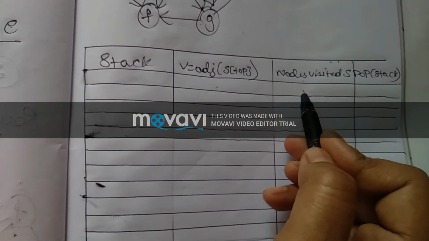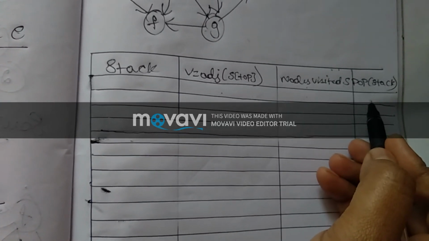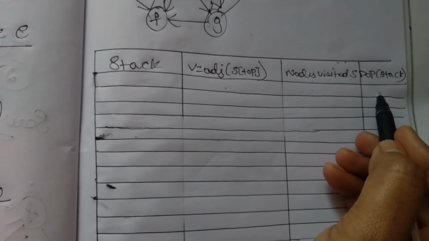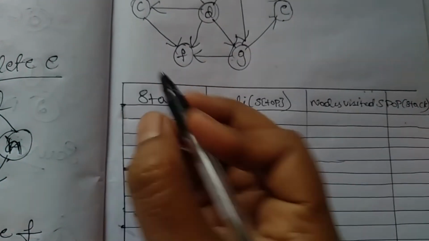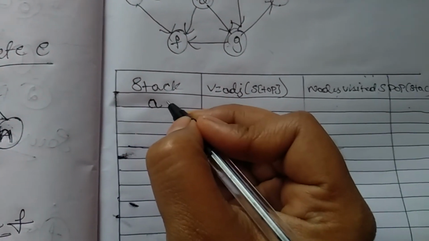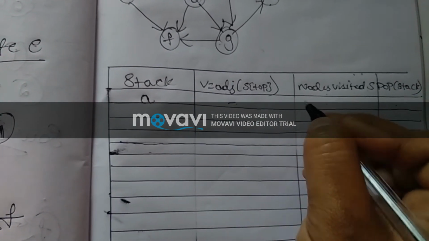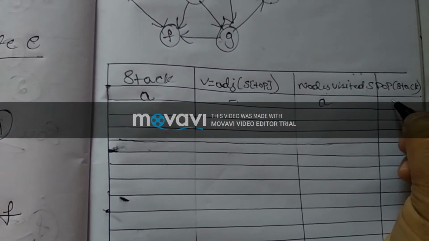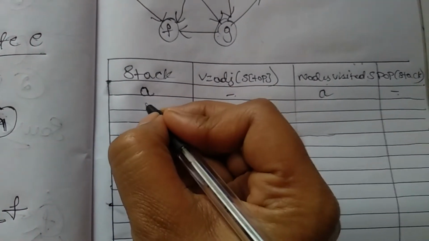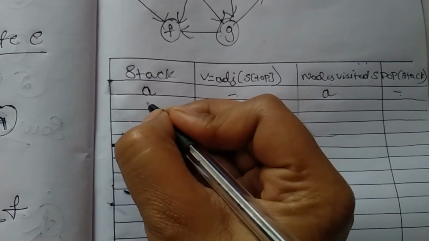Then nodes visited, I'll just take it as yes, and if the node does not have any adjacent vertices, then you have to just pop that from the stack. Okay, now I'm taking the arbitrary vertex A first. In the initial step you should not take any adjacent vertex. First you have to take A as an arbitrary vertex. That's it.